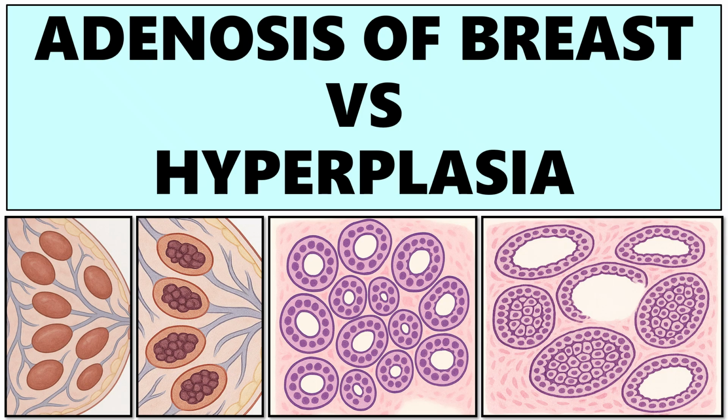Adenosis of breast and hyperplasia will be considered as synonymous by most of us. In today's session, I tried to explain the adenosis of breast and how to differentiate it from various forms of hyperplasia in a simpler way, and you will have case-based discussion in the end for practice.